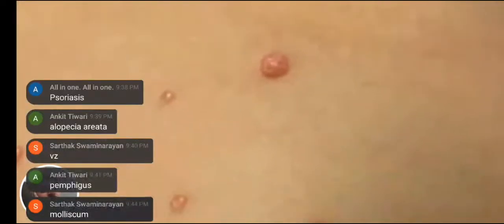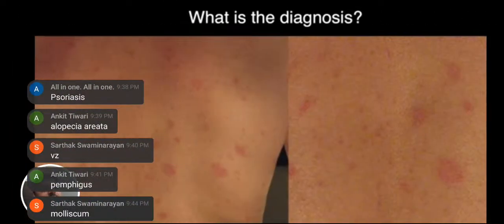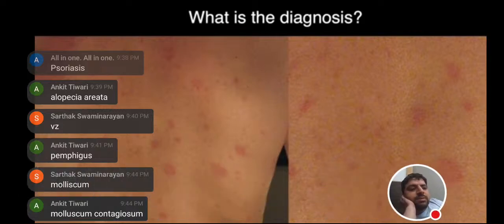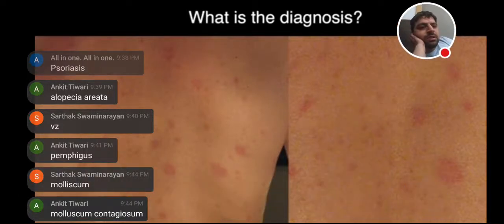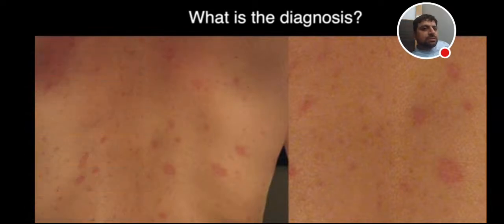What is this image? See. What is this? What kind of skin disorder is it? This is a case of molluscum contagiosum. Molluscum contagiosum. Okay. So yeah. What is this image? Try to answer. This next image, answer. What is it? What is the diagnosis here?